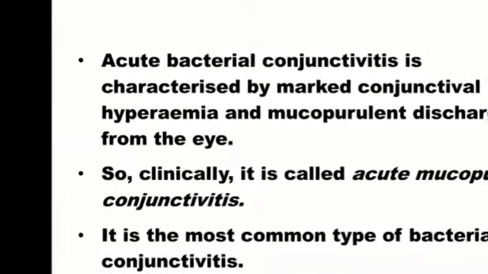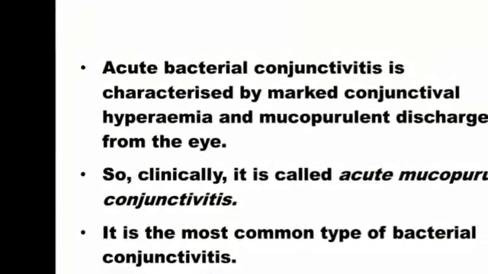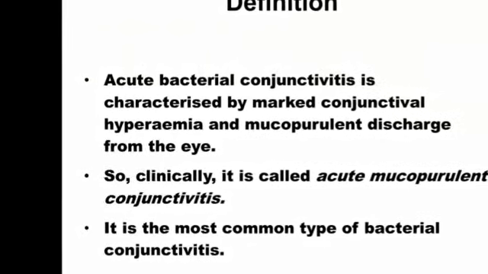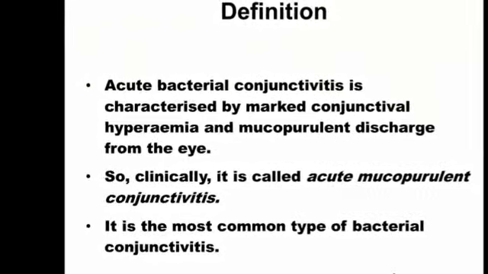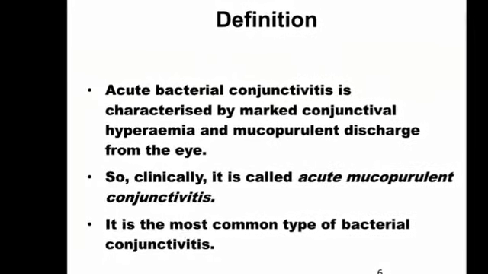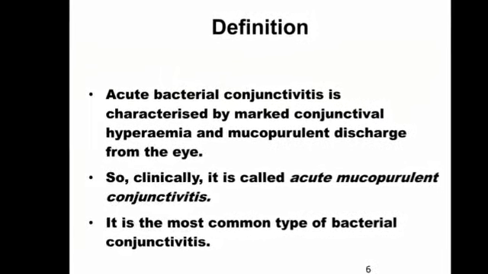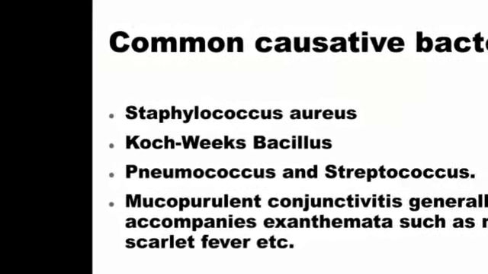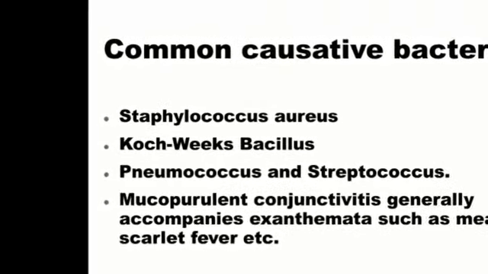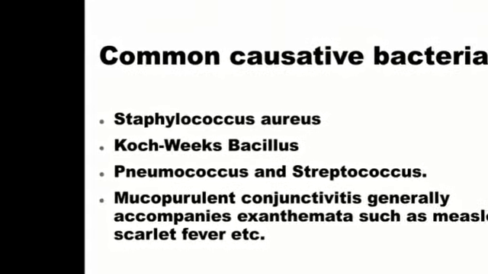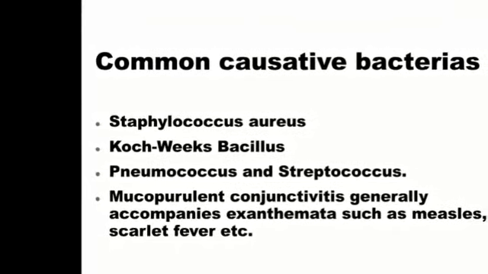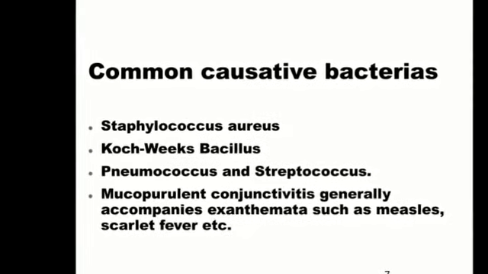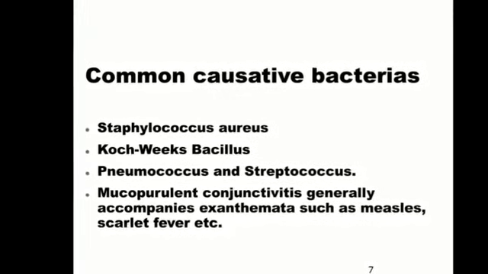Acute bacterial conjunctivitis is characterized by marked conjunctival hyperemia and mucopurulent discharge from the eye. So clinically it is called acute mucopurulent conjunctivitis. It is the most common type of bacterial conjunctivitis. Common causative bacteria are Staphylococcus aureus, Koch-Weeks bacillus, Pneumococcus, and Streptococcus. Mucopurulent conjunctivitis generally accompanies exanthemata such as measles, scarlet fever, etc., which are viral in origin.